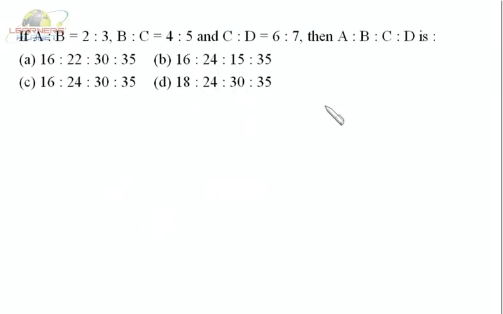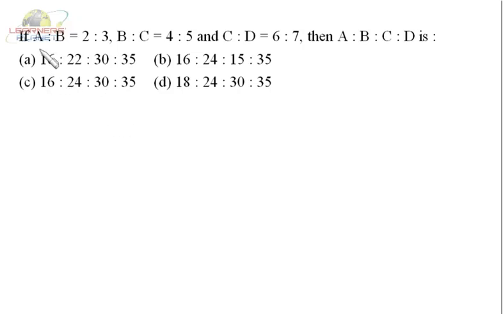Now let's see this problem. A is to B is 2 is to 3, B is to C is 4 is to 5, C is to D is 6 is to 7, and we have to find out A is to B is to C is to D. Okay, friends, you wish to do this problem without even paperwork? Let's see.